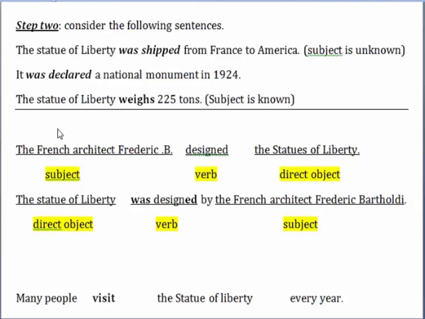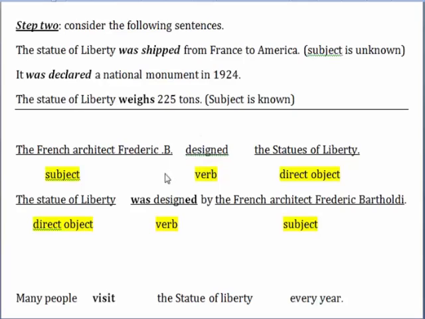So look at these examples. The French architect Frédéric Bartholdi designed the Statue of Liberty. This is the normal order of an English sentence. It would be subject, verb, direct object. The subject does the verb, does the action, and the action goes on the direct object. Okay? I want to turn this sentence into passive. I would take the direct object to the beginning of the sentence. It would be the Statue of Liberty. Then I will take the subject to the end of the sentence, the French architect Frédéric Bartholdi.